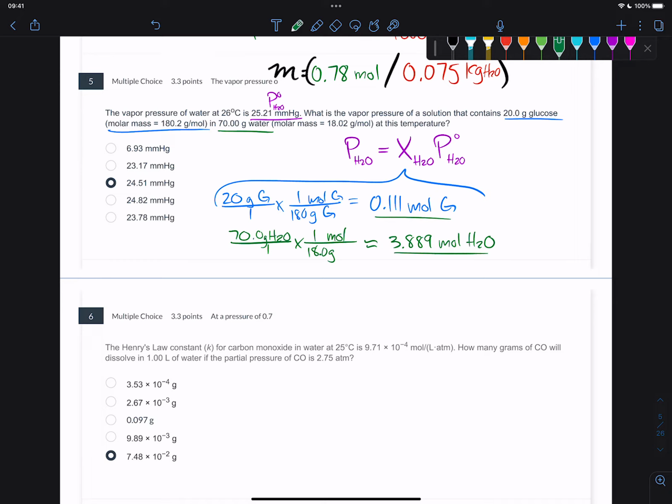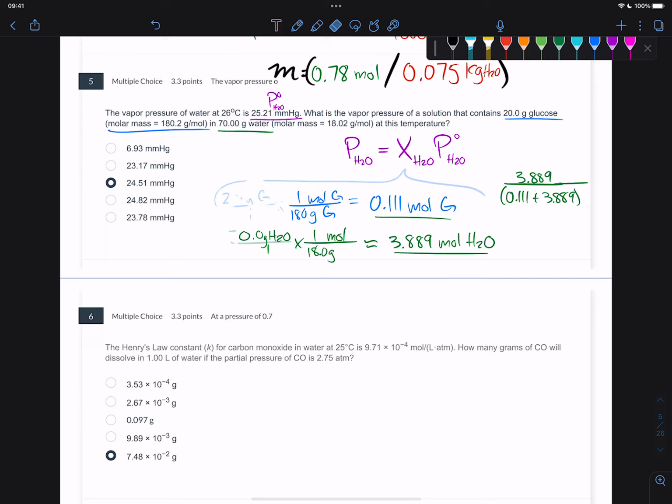So mole fraction is moles of one thing divided by moles of another thing. So in this case, the mole fraction is going to be referencing water. So that's going to be this. The mole fraction is 3.889 divided by the total number of moles, which is 0.111 plus 3.889. And when you get a mole fraction that's large, let's see, about 0.972.